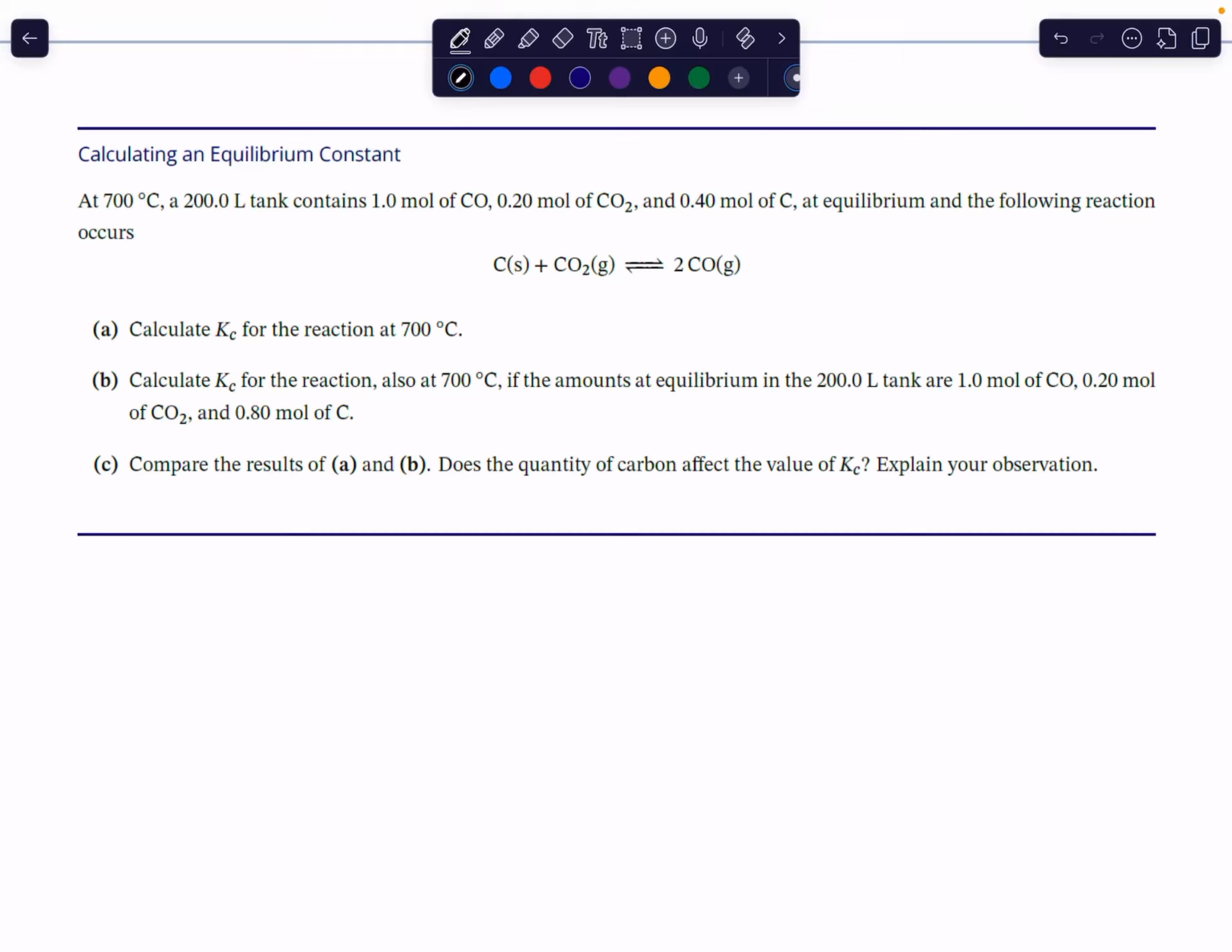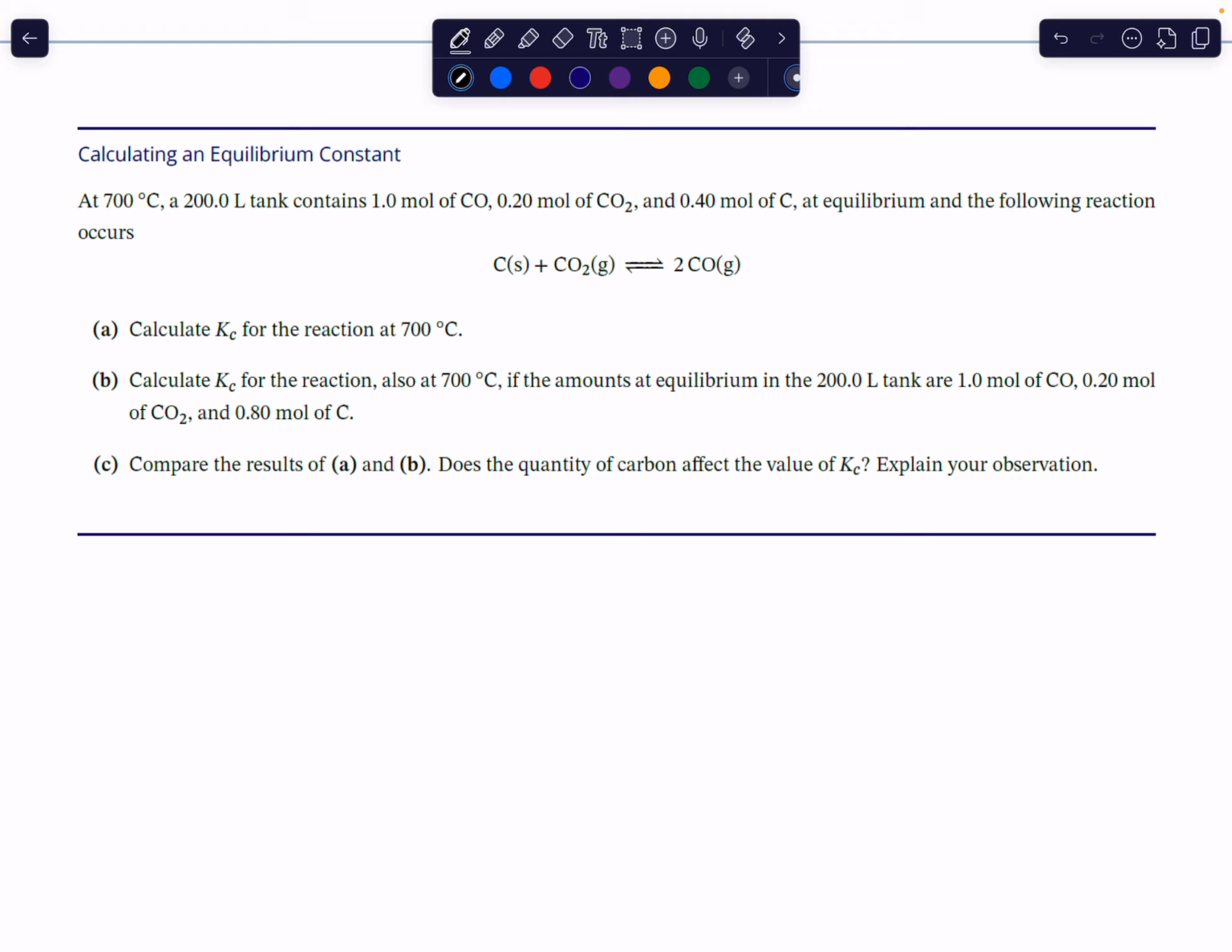Alright, hello everyone. So let's look at calculating some equilibrium constants for a specific equilibrium reaction. For this case, we're given at 700 degrees Celsius a 200 liter tank. This contains 1 mole of carbon monoxide, 0.2 mole of carbon dioxide, and 0.4 mole of carbon at equilibrium. Important word: this reaction is already at equilibrium.